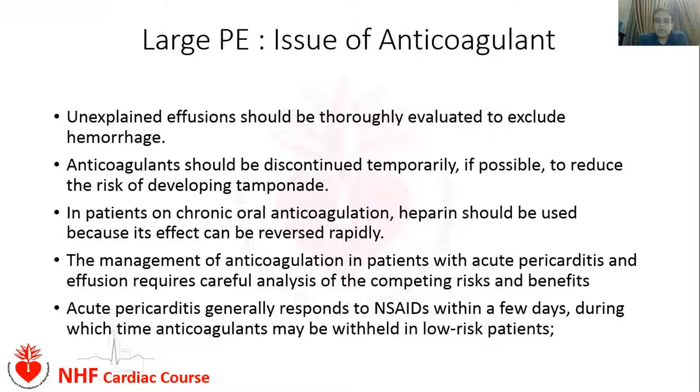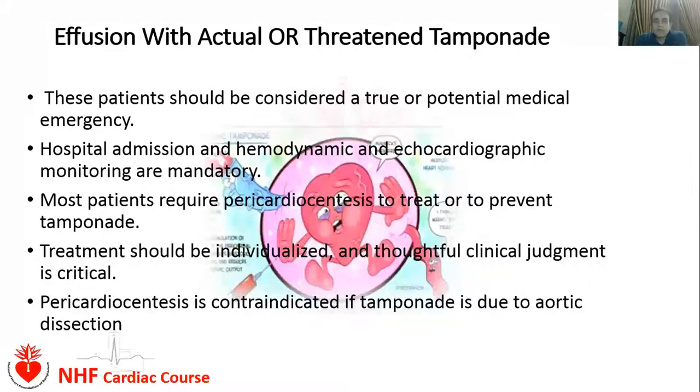The management of anticoagulation in patients with acute pericarditis and effusion requires careful analysis of the competing risks and benefits. In some cases of acute pericarditis, they generally respond to NSAIDs, and in low risk patients, while using NSAIDs, the anticoagulant can be withheld. But with effusions with actual or threatened tamponade, these patients should be considered a true potential medical emergency.